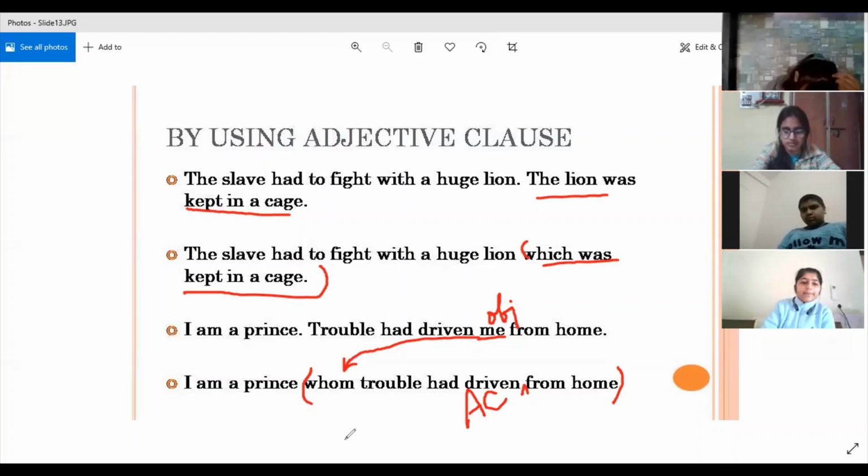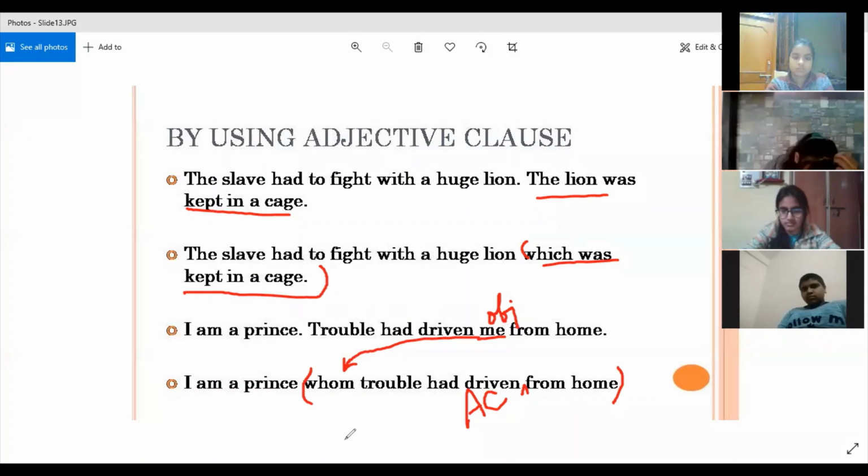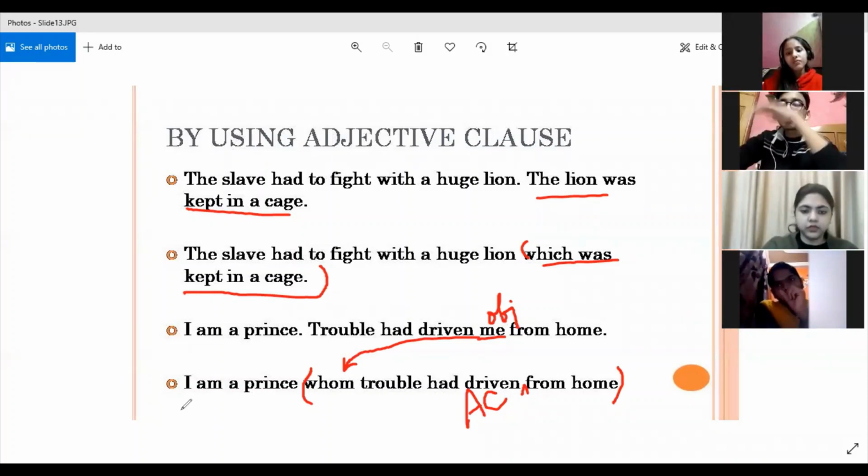Priyanshi? Ma'am, am and had. Good. Am and had. Correct. So these are two finite verbs.